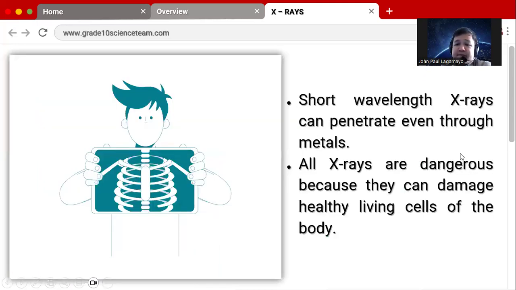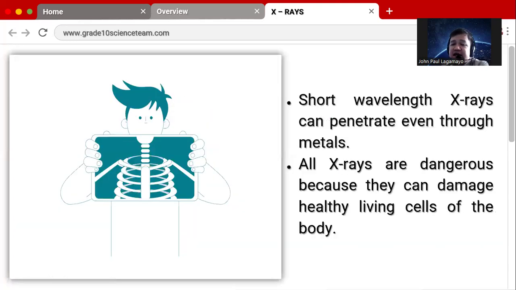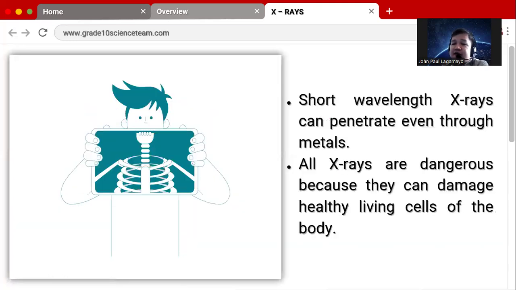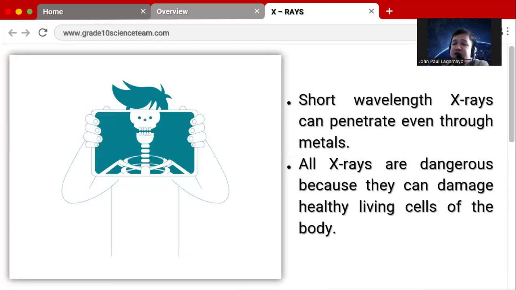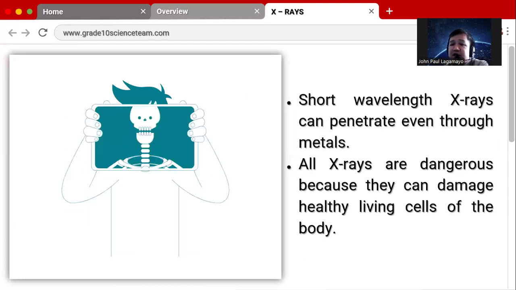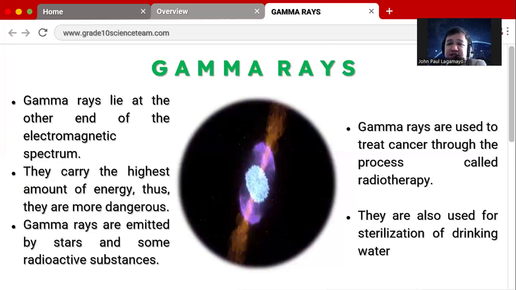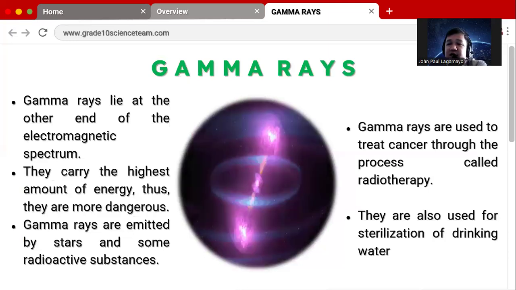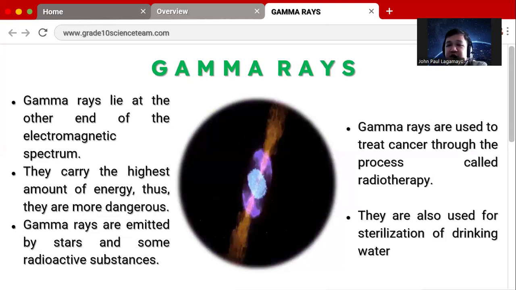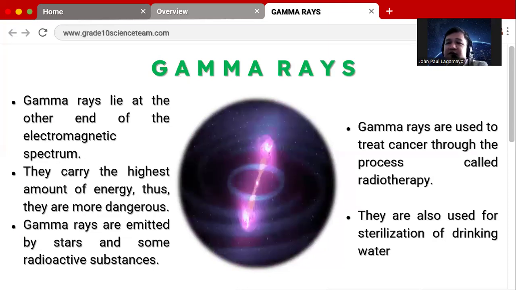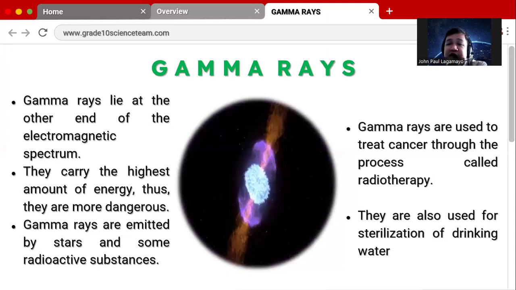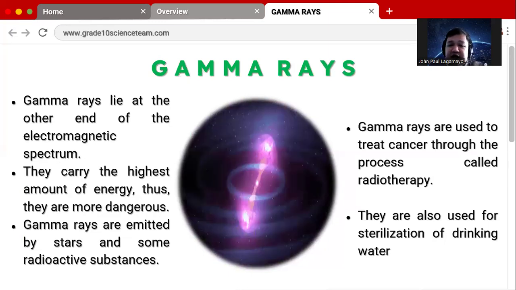Yan. We have a short wavelength X-ray that can penetrate even through the metals. All X-rays are dangerous because they can damage healthy living cells of the body, as what I have just mentioned kanina po. Ayan, the highest frequency or the highest energy, shortest wavelength po ito. But they can be used in radiotherapy or chemotherapy in order for the cancer cells to be treated or to be killed.